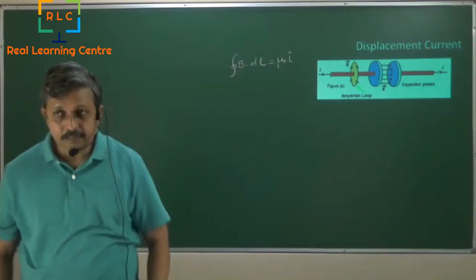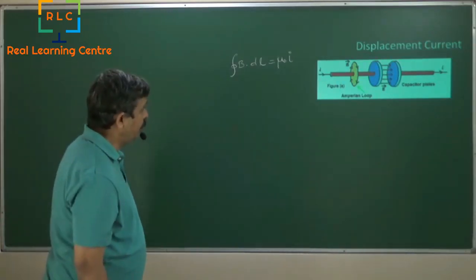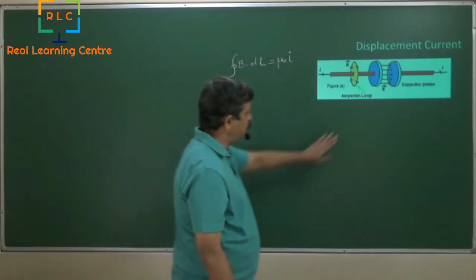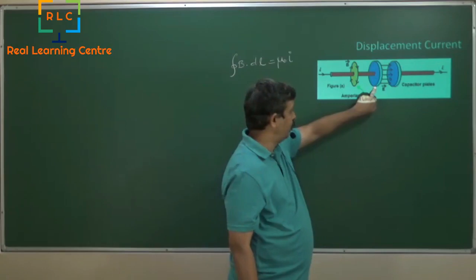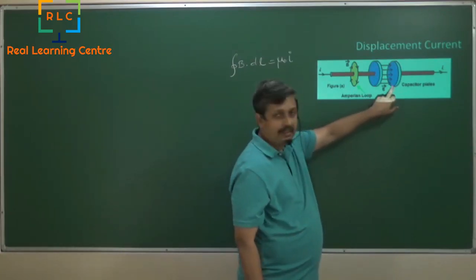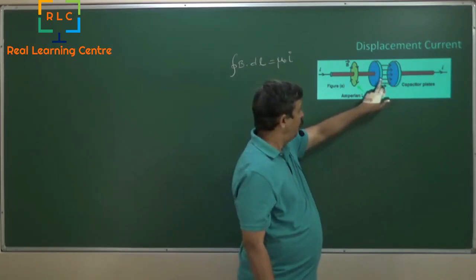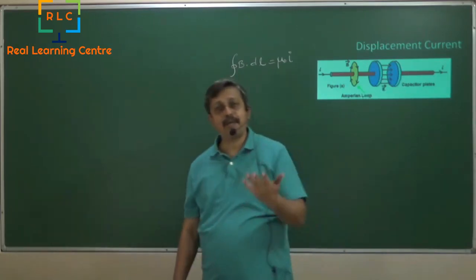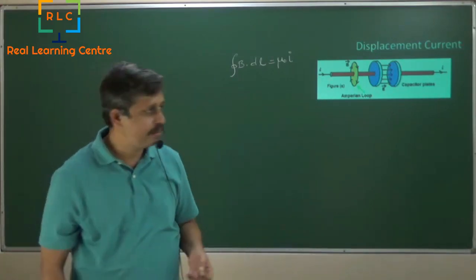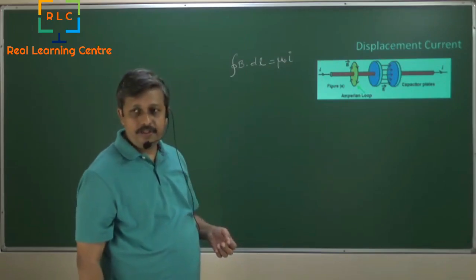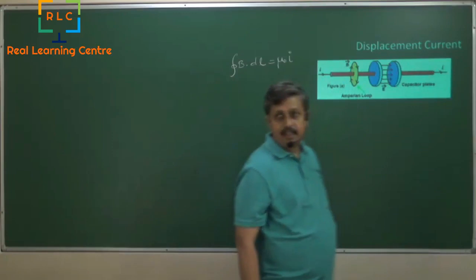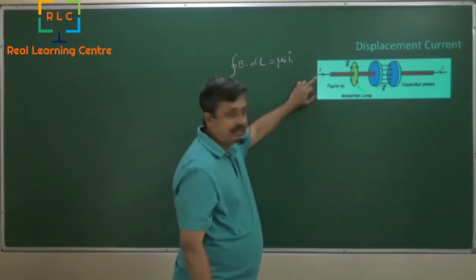So let us take a scenario where we have a circular plate here, and one more circular plate here, separated by a certain distance. This is what we call a capacitor. You have studied the capacitor. To the capacitor we have connected a wire here and another wire this side, and we are sending some current through this.